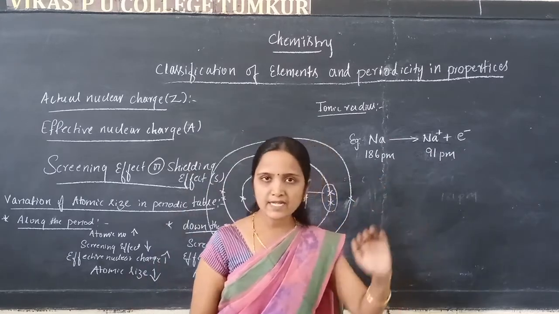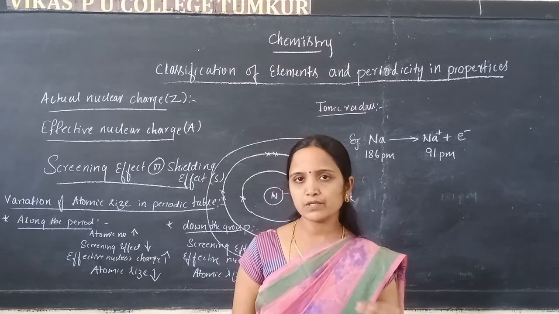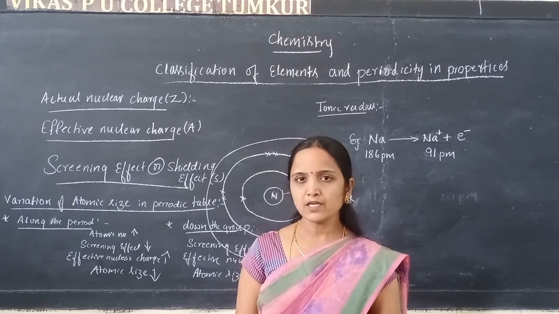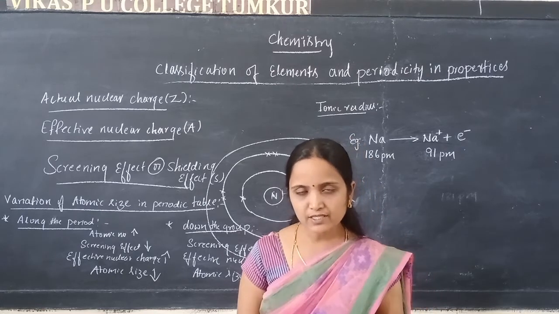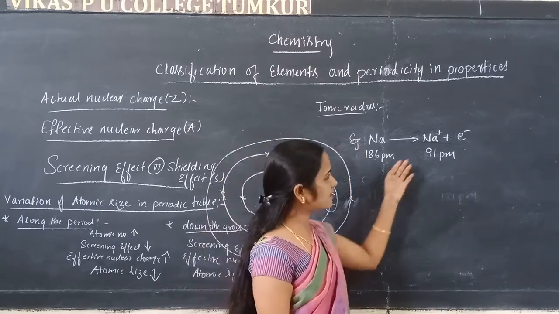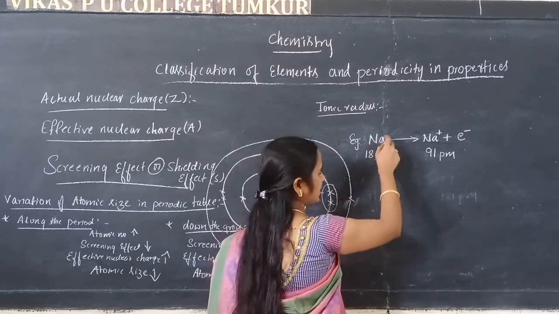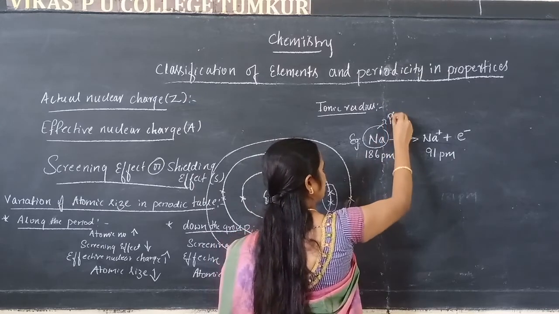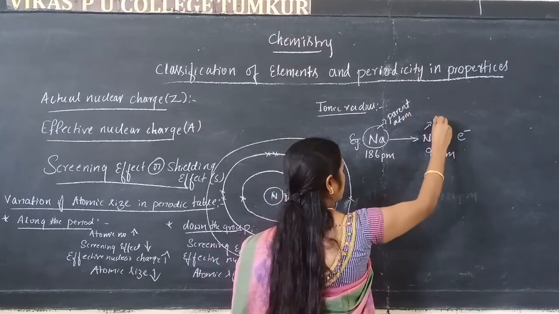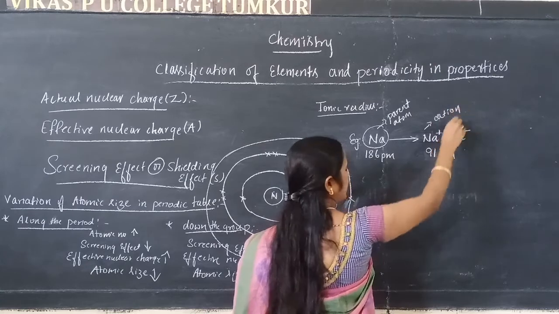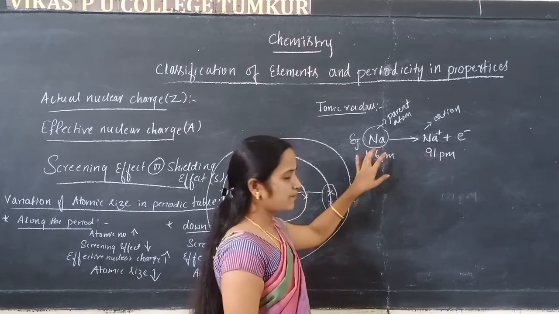We know that the cation is formed by the removal of an electron from the effective nuclear charge. At that time, the electron cloud shrinks. Therefore, the size of the cation is going to be less. Here, sodium is the parent atom. The size of the cation is less compared to the parent atom.